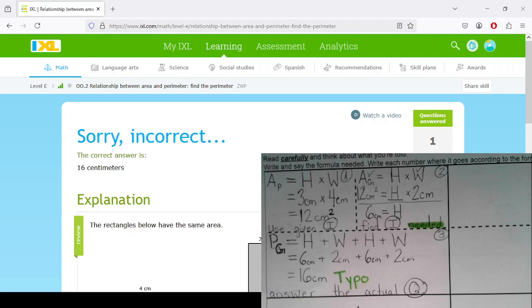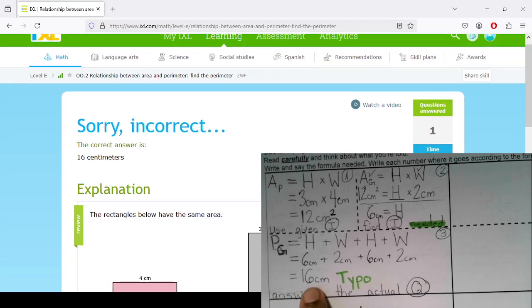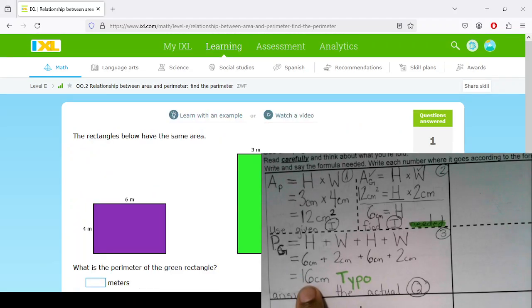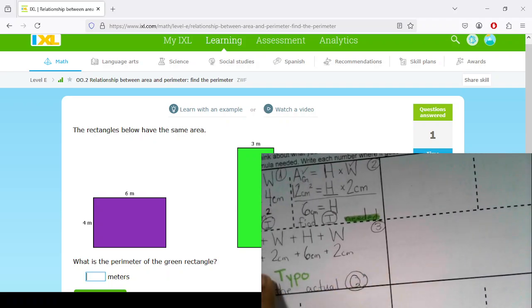Same thing you've been taught to do all year. You figure out what went wrong. This was just a typo. I had the correct answer on my paper. And so I already know what went wrong, because they tell me the correct answer is 16 centimeters. But I already told myself that the correct answer was 16 centimeters. I hit got it and I move on. So I'm going to try again, and this time I'm going to be careful not to typo at the end.